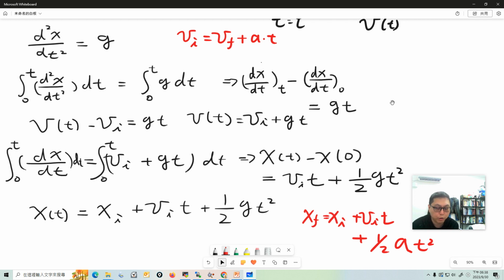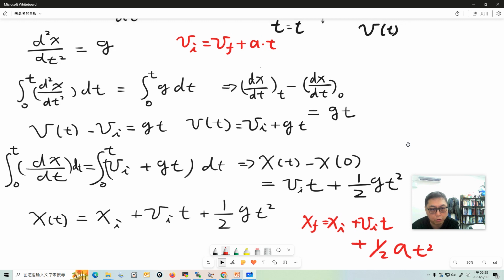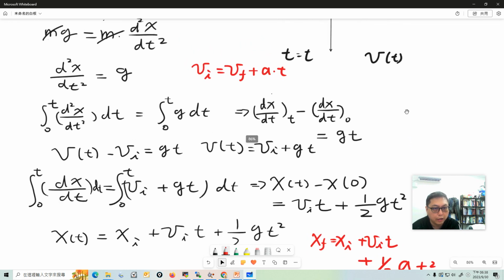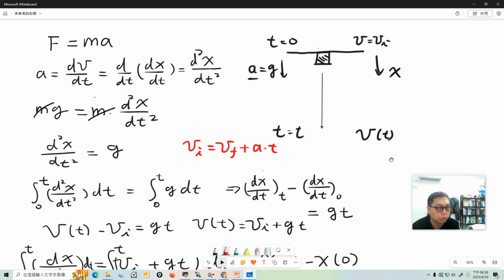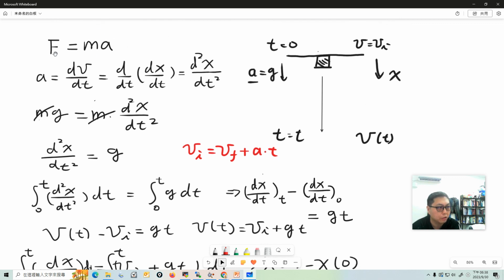So that's why I tell you that Newton's second law of motion is equivalent to the equation of motion. It's a more general form of the equation of motion. In the later part of this section I will use this a lot. After I introduce Newton's law, when I say equation of motion, I would say the equation of motion is this, where a is equal to the second derivative with respect to time.